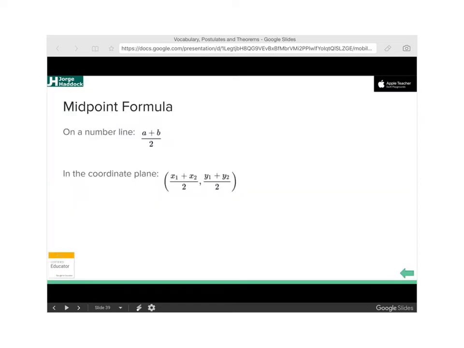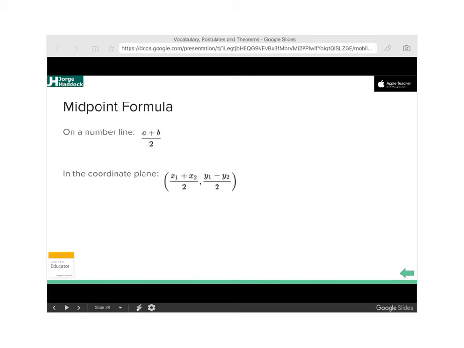Okay, hi. So in this lesson, in this video, we are going to be working with two formulas. The first is the midpoint formula. If it's on a number line, we're just finding the average of those two coordinates. And if it's in the coordinate plane, we have an ordered pair, so it's going to be the average of the two x coordinates and the average of the y coordinates.